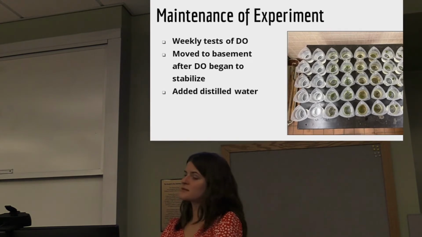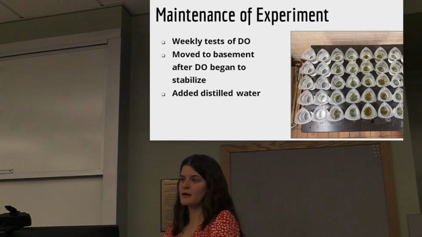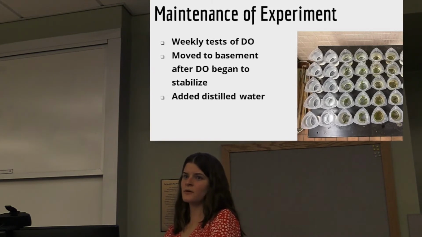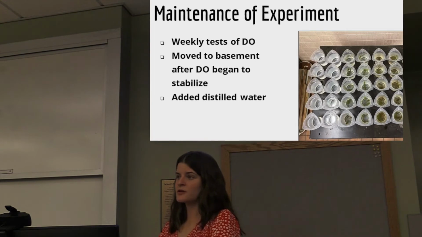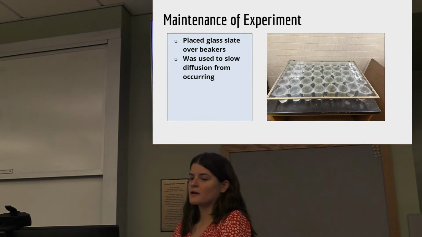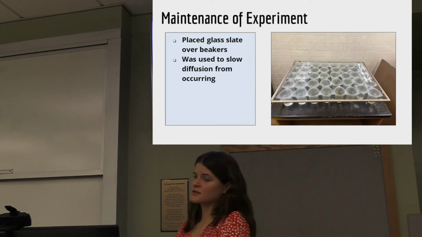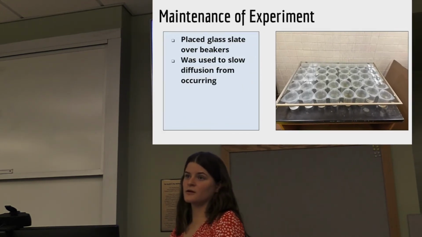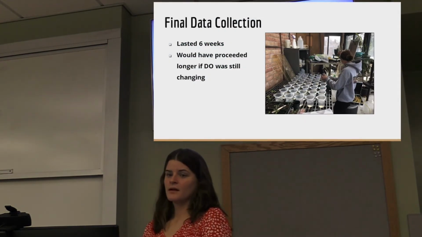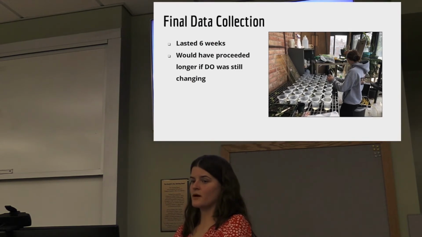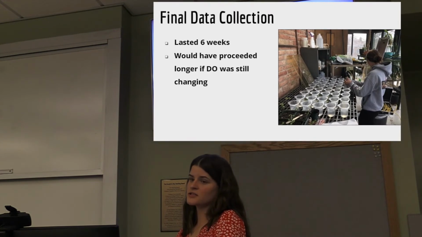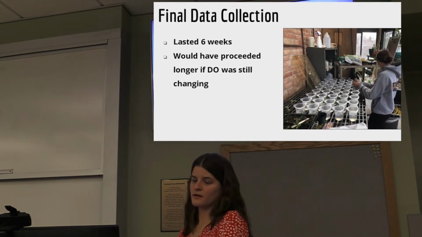I also added distilled water to take into account that evaporation was occurring. And I used distilled water so no extra nutrients were added to the beakers that would affect the DO measurements. When in the basement, I also placed a glass slate over my beakers to prevent diffusion from occurring, which would not mess up my DO measurements further. Like I stated earlier, my experiment lasted about 6 weeks, and if the DO was still changing, I would have done this longer if I needed to.